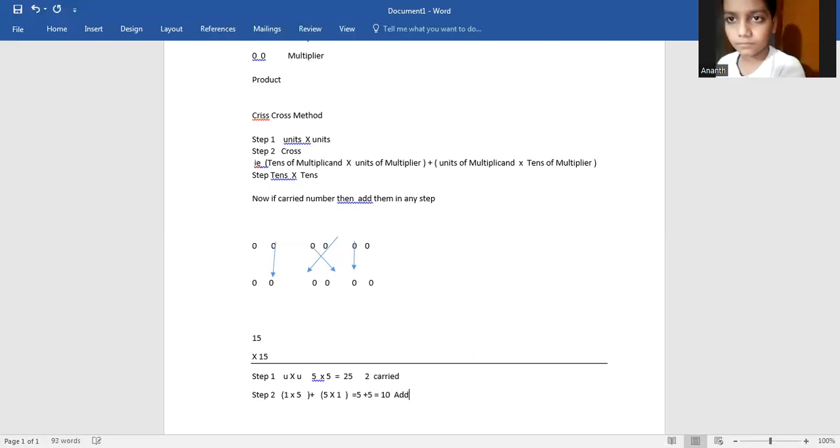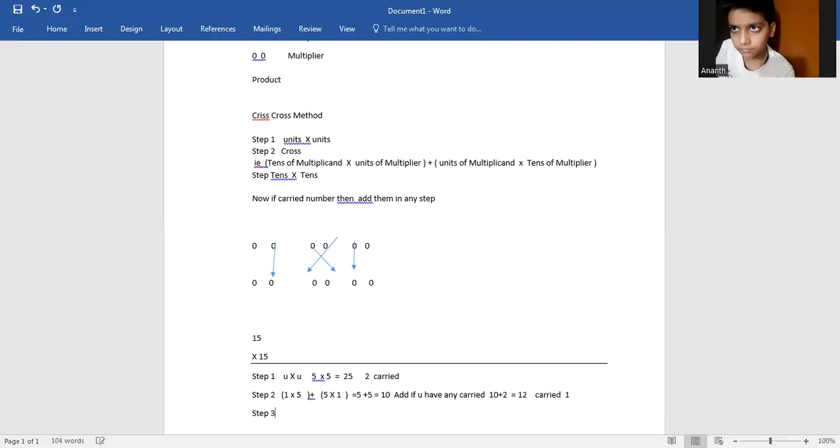Add if you have any carried. Do you have any carried number, Anand, here? Yes, from step 1 you have. So 10 plus 2 is equal to 12. Any number is getting carried to next level? 12. No. 2 will be written as answer. 1 is getting carried. In 12, 1 is getting carried. Always unit will not be carried, tens will be carried. So in 12, from 10, 1 is getting carried.